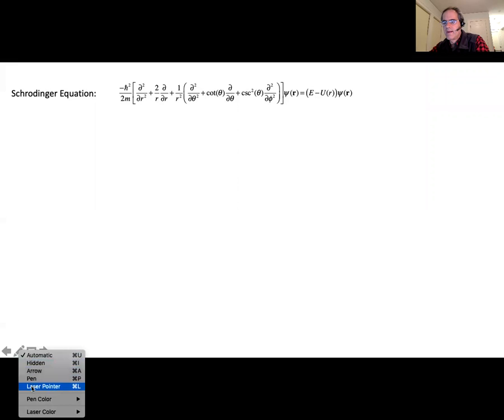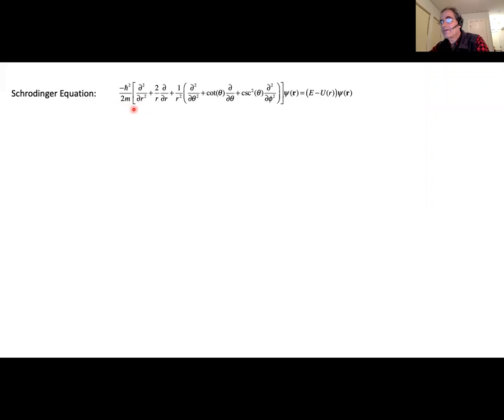Okay, here we are. So the formula looks very complicated, but we can recognize what's going on. This very long term here is just del squared psi. So we have minus h bar squared over 2m del squared psi is equal to E minus U times psi. It's just the equation that we've used before. It only looks complicated because we've written it in spherical polar coordinates, the del operator.